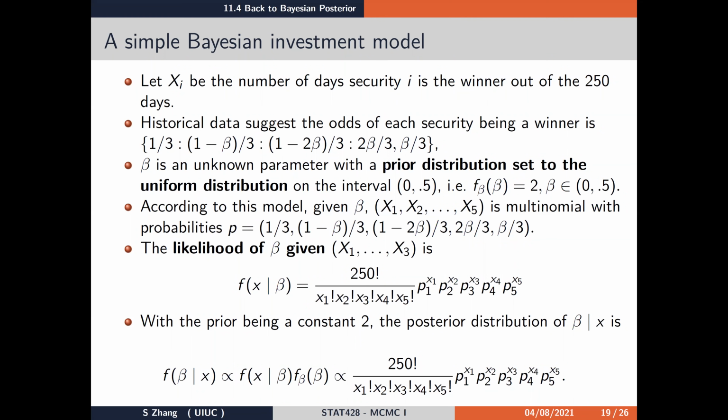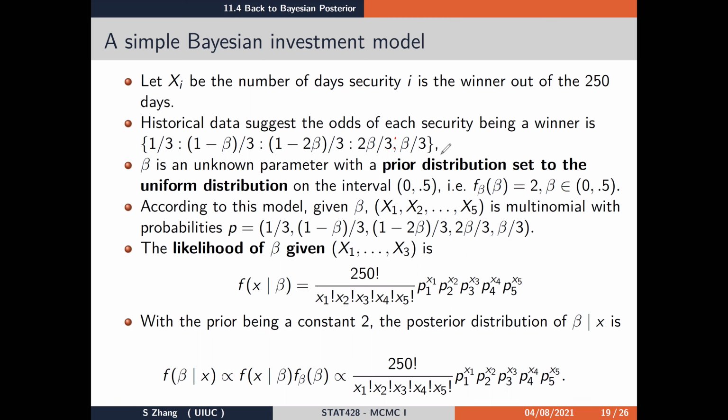Suppose that historical data suggests that the odds of each security being a winner are 1/3 to (1 minus beta)/3 to (1 minus 2 beta)/3 to 2 beta/3 to beta/3. So this is the odds ratio for the five candidates. And here, beta is our unknown parameter, which we assume to have a prior distribution of the uniform distribution on the interval between 0 and 0.5.